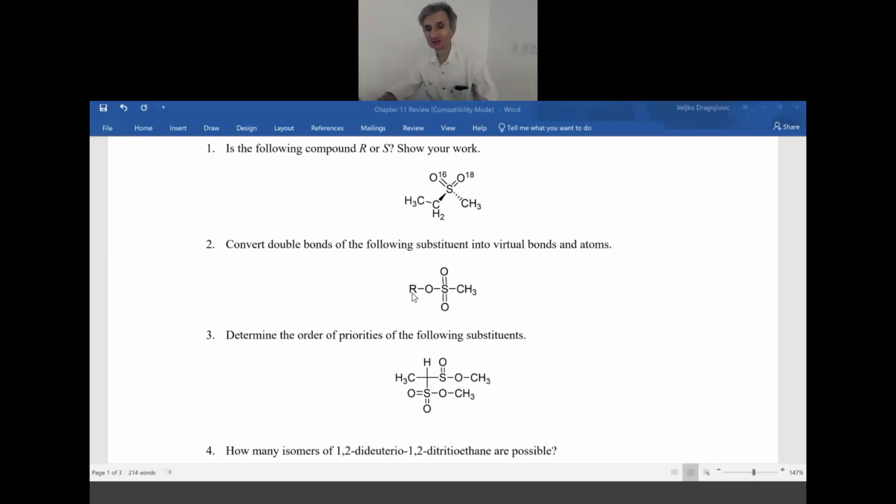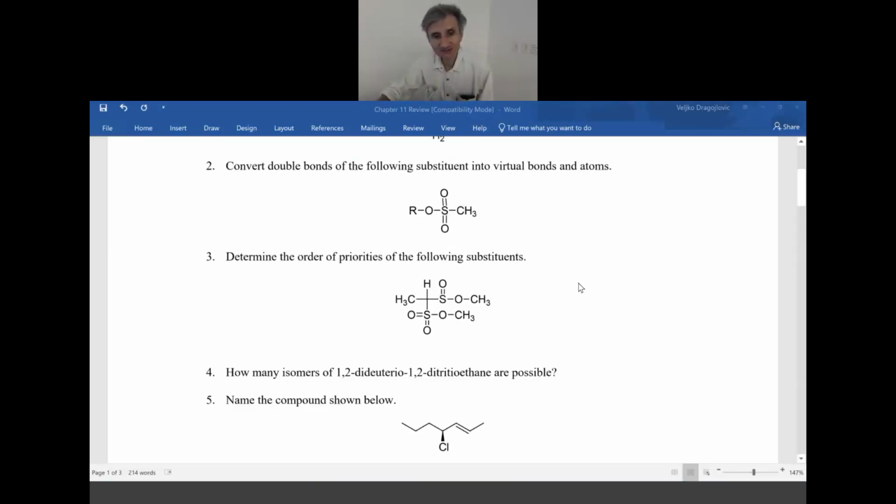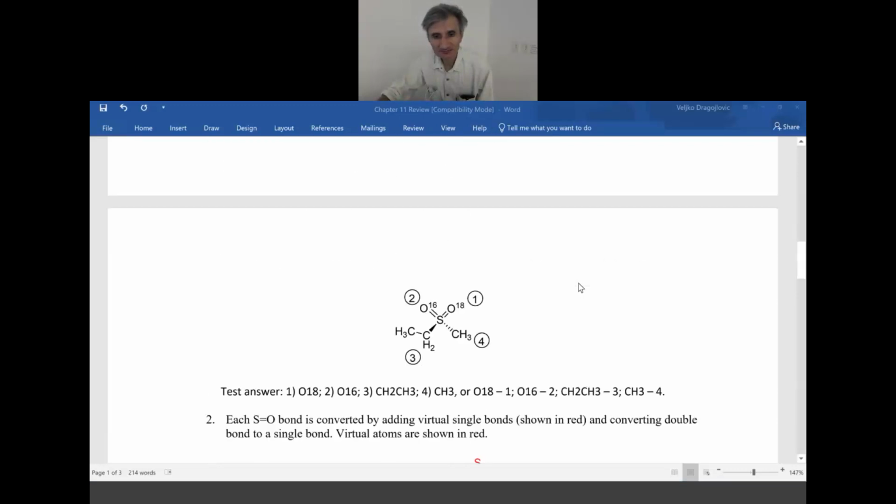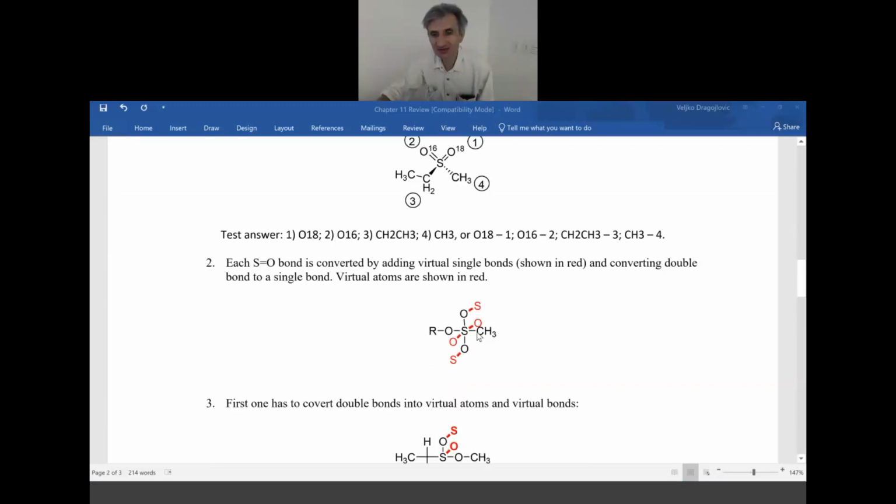That could be a little bit confusing to some students. So that's why I intentionally selected that. It's actually an easy question, but simply because atoms are different from what you are used to, it may be a little bit confusing. So here virtual bonds and atoms are shown in red, and virtual bonds are also shown in bold.